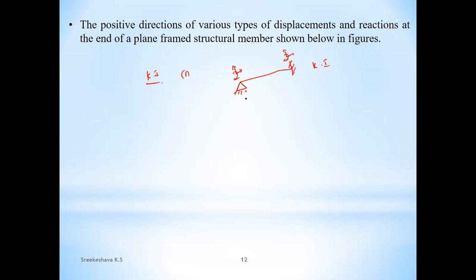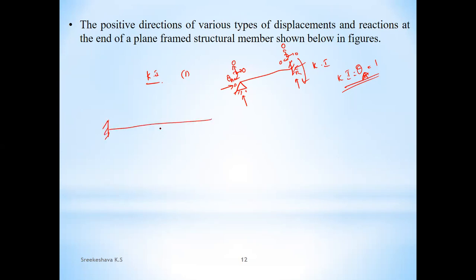At a hinge, how many external reactions? Two. At a fixity, how many external support reactions? Three. Because of these reactions, the corresponding displacements are zero. Now, what is the kinematic indeterminacy of this beam AB? Only theta A is possible. So the kinematic indeterminacy is one. If we are talking about displacements, that is kinematic indeterminacy.